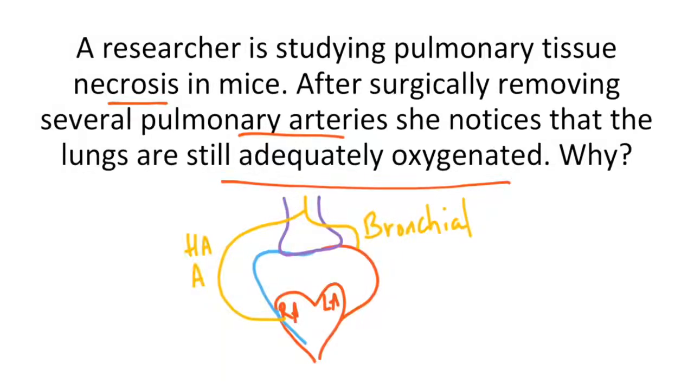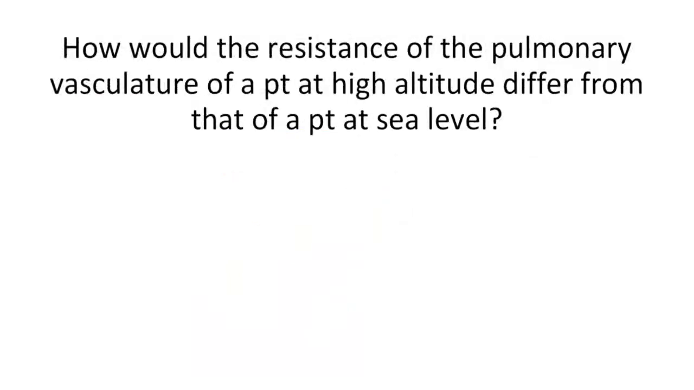This means even if many of the pulmonary arteries are surgically removed, cross these out, the bronchial blood supply could still maintain adequate oxygenation of the lung tissue and would prevent tissue necrosis. Okay, let's wrap up this section with one more question. How would the resistance of the pulmonary vasculature of a patient at high altitude differ from that of a patient at sea level? So high altitude versus sea level.